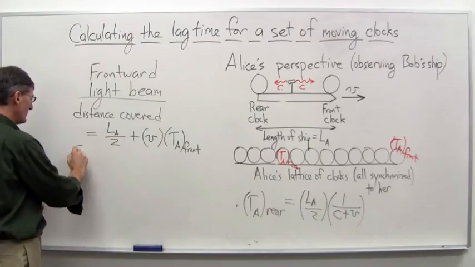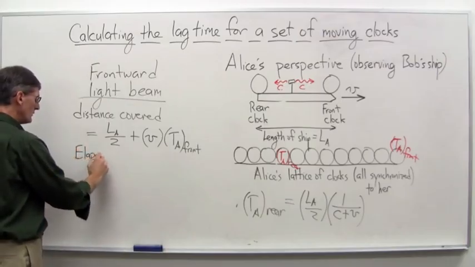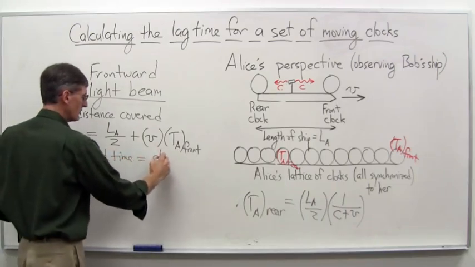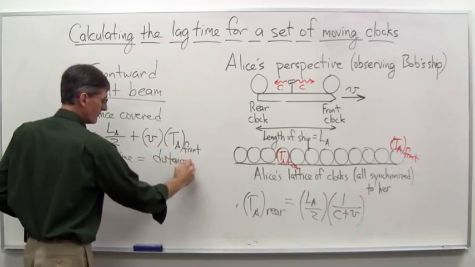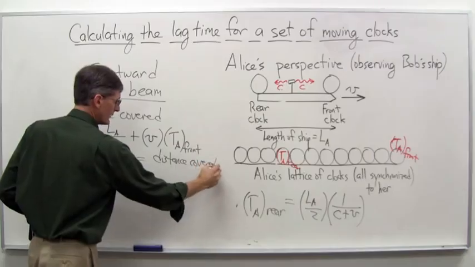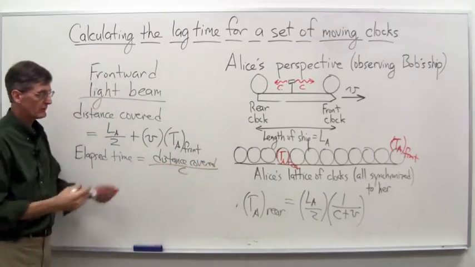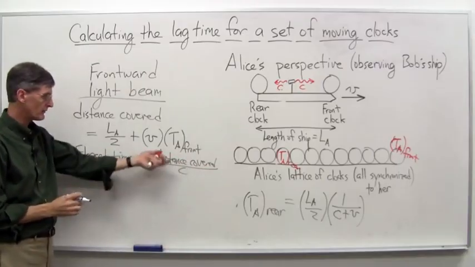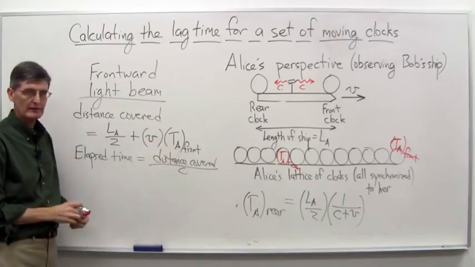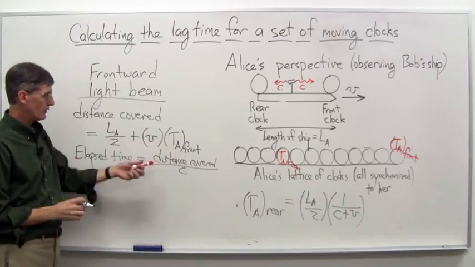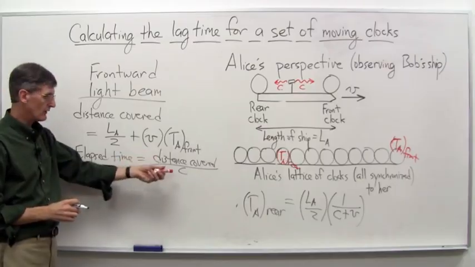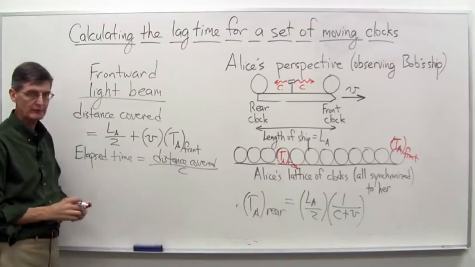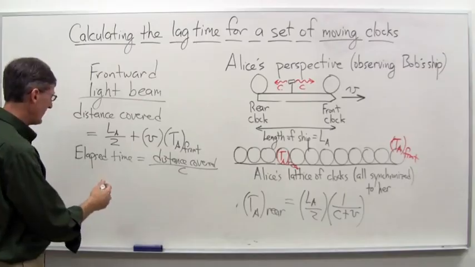The elapsed time, just like before, is going to equal the distance covered divided by the speed of light, because we're talking about a light beam. That's how fast it's going. So it's just the basic distance formula here. Distance covered divided by speed gives me my elapsed time. If I have to go 60 miles and I'm going 60 miles an hour, 60 miles divided by 60 miles an hour gives me 1 hour for my elapsed time, and so on and so forth.